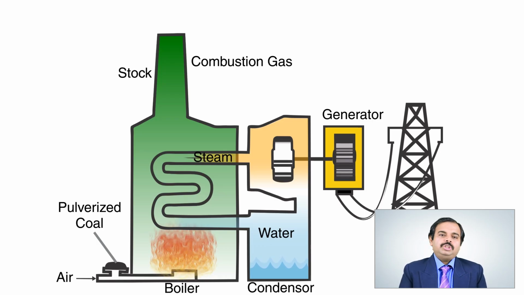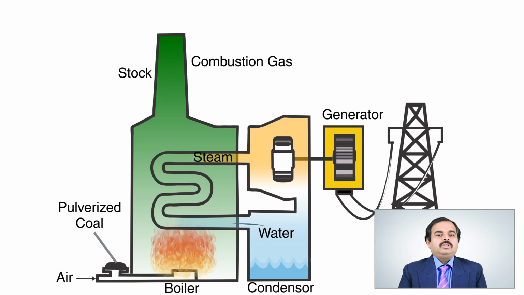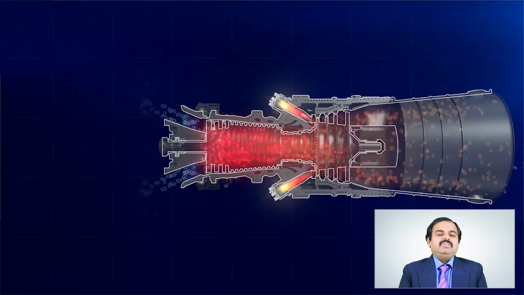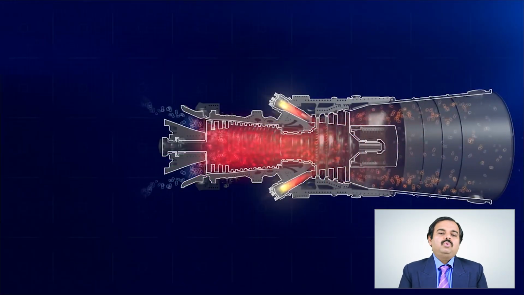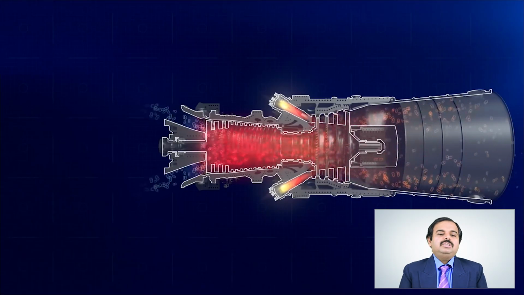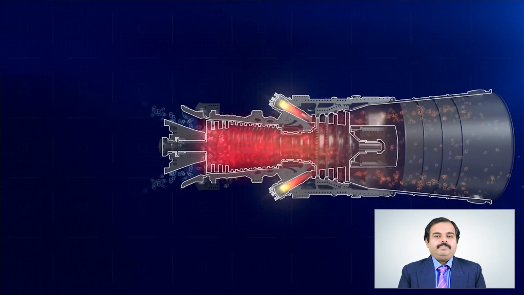The rotational energy of turbine may be further used to rotate electrical generator to convert into electricity or to drive equipments like gears in industry or propeller in case of ships. If the working fluid is flue gas, then it is called a gas turbine.